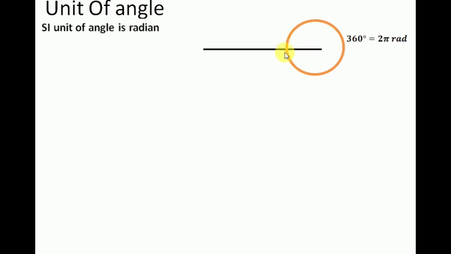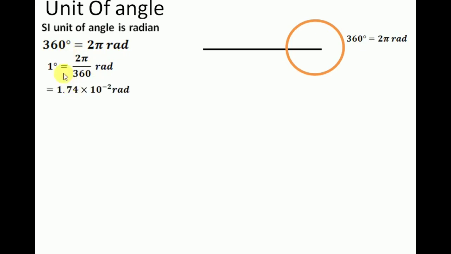We use degree as a unit of angle, but the SI unit of angle is radian, not the degree. Out here you can see from here to here is 360 degree, but when you write in radian it will be 2 pi radian. So that means 360 degree is equal to 2 pi radian. So 1 degree will be, this 360 will go down, 2 pi by 360 radian. When you divide this you will get 1.74 into 10 to the power minus 2 radian.